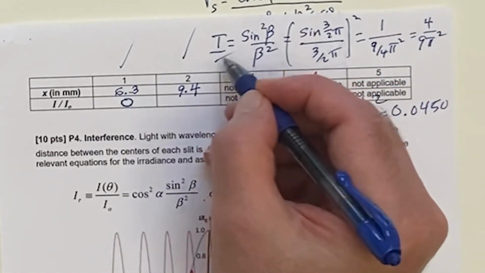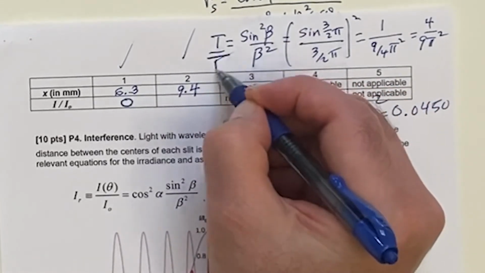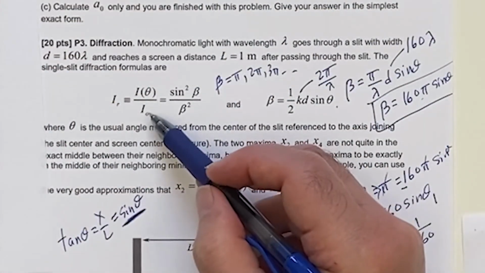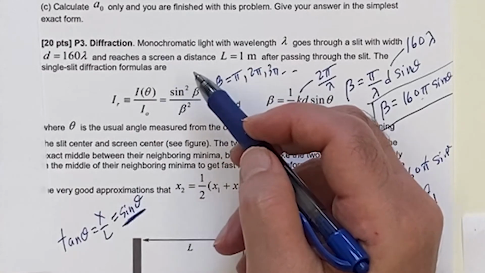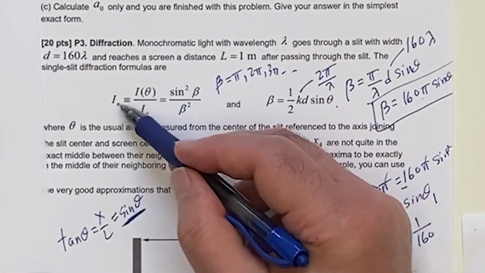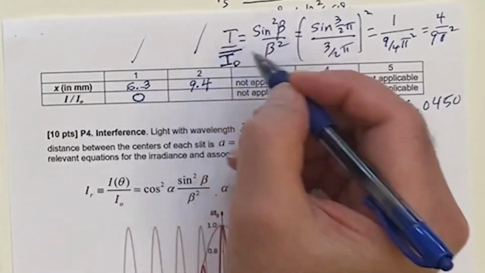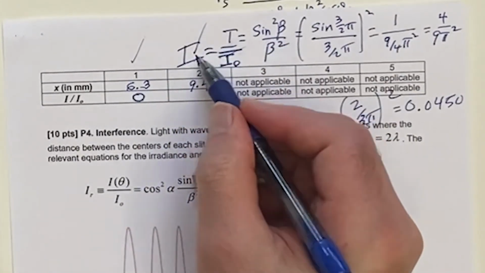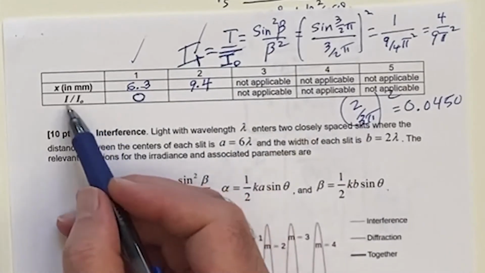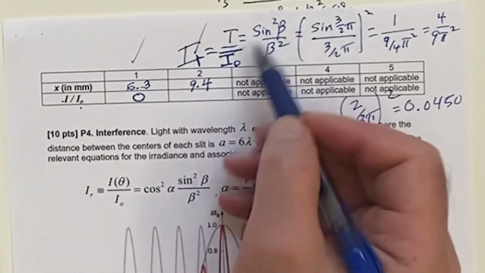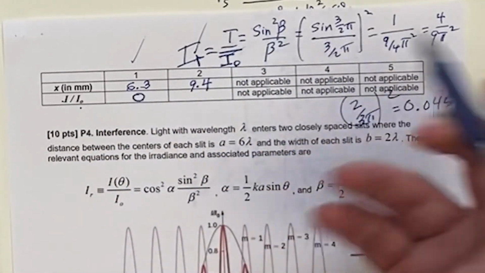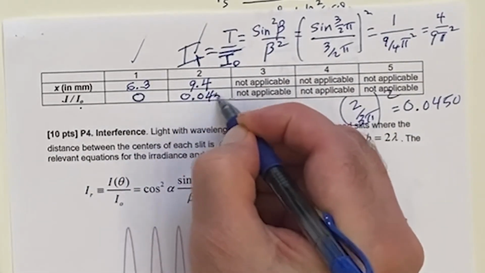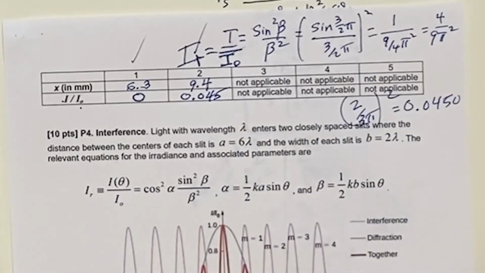This is the relative irradiance. I'm going to put down I divided by I naught like that, because that's the formula that was given to me here. If I have the relative irradiance, keep the notation precise. This is the relative irradiance, I over I naught. So it's just the sine squared beta over beta squared. So here I put 0.045 and I got it.